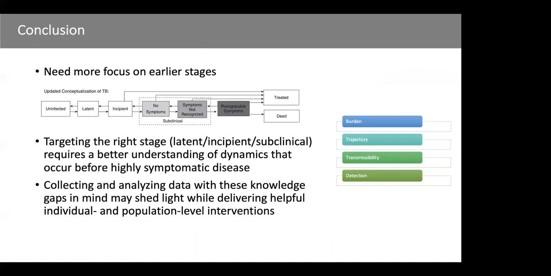So, quick conclusion, we need more focus on these earlier stages of TB because they are so prevalent. But targeting the right stage, figuring out whether we should try to find the subclinical cases or whether we just need to be preventing them at the incipient or latent stage, requires a better understanding of the dynamics that occur before symptomatic disease develops. And then collecting and analyzing data with a good understanding of these knowledge gaps could help us to shed light on these dynamics while also delivering interventions like case finding that are likely to be helpful at the individual and population levels.